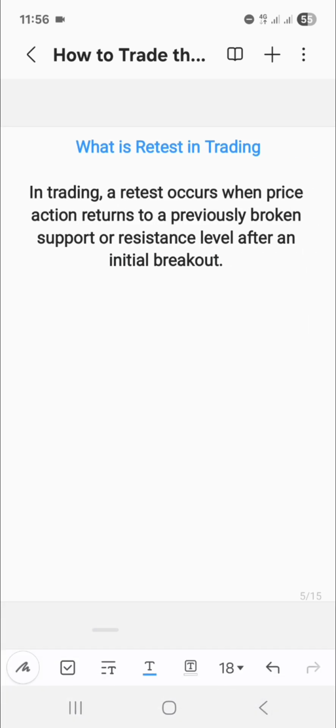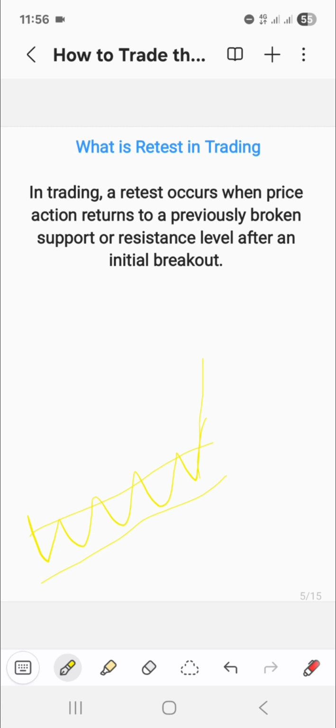So what is a retest in trading? A retest occurs when the price action returns to a previously broken support or resistance level after an initial breakout. Let's assume the market is going up. This trend line here stands as a resistance, and a trend line here serves as a support. The market breaks out, and when it returns back to this resistance that it just broke out from, we call this a retest.